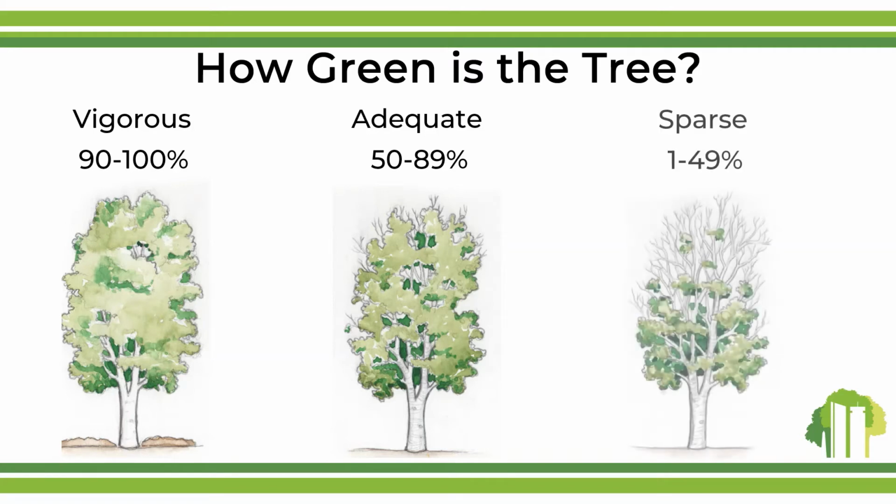The third option will be sparse foliage, 1 to 49% of crown covered by leaves. This option will be used if the tree does not have many leaves on it, many of the branches do not have leaves, and if the tree has large bare spots. The last option you'll have is no leaves on trees. Use this option if the tree is dead and does not contain any leaves on it.